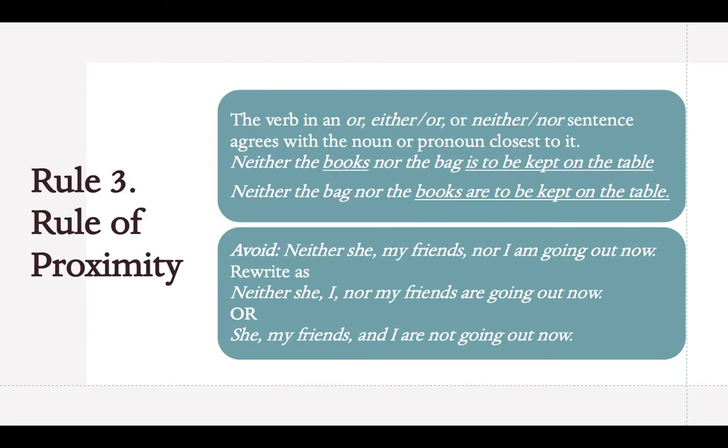A third one. Now, this is called the rule of proximity. Now, what is proximity?